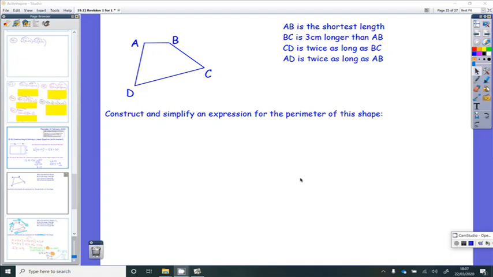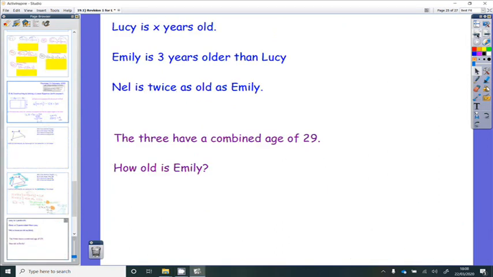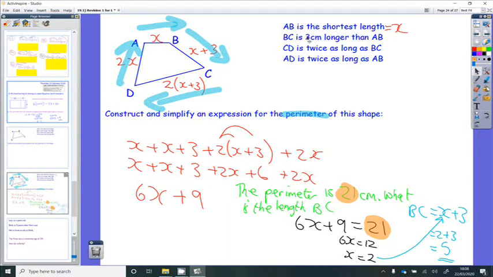So here's one for you to have a go at. So copy out the information and give this a go. And I'm going to pause the video. Okay, so we're told that AB is the shortest length. So let's go and call that X. Now BC is 3 centimeters longer than AB. So that's X plus 3.